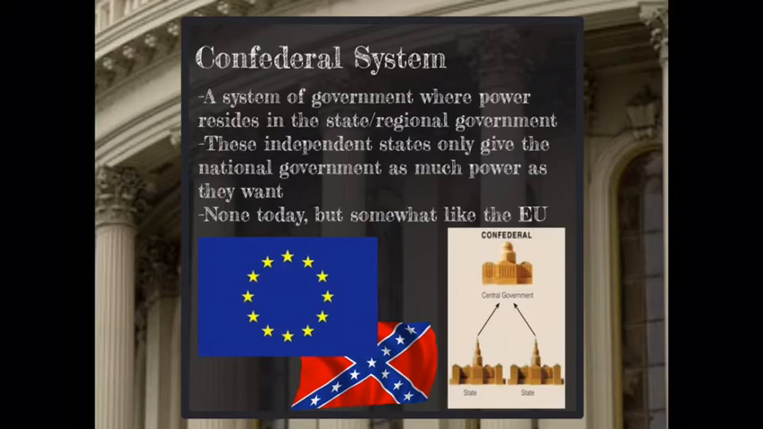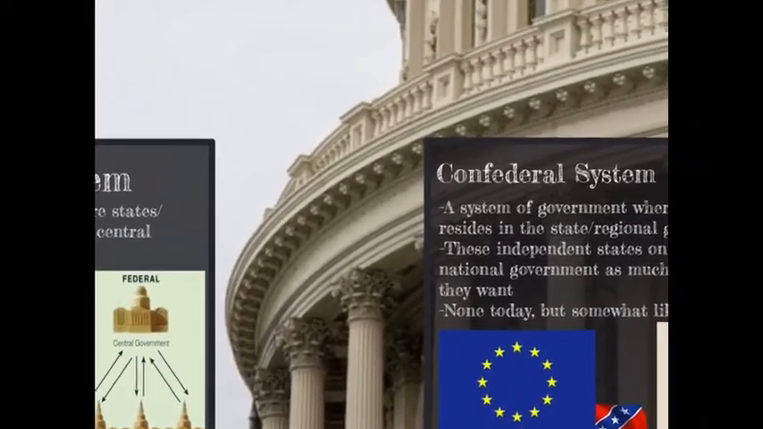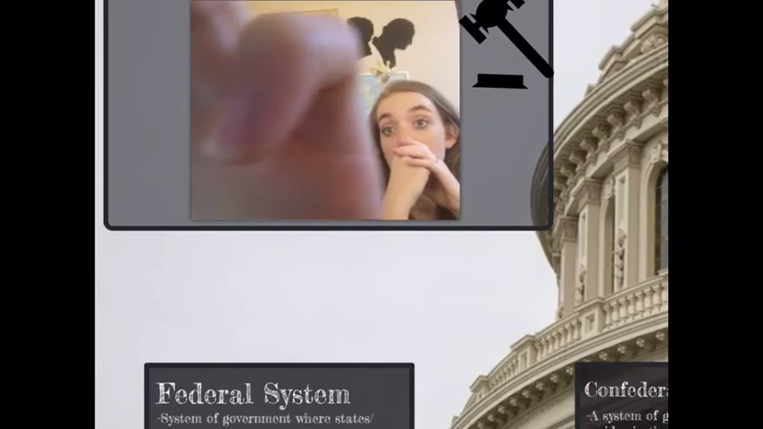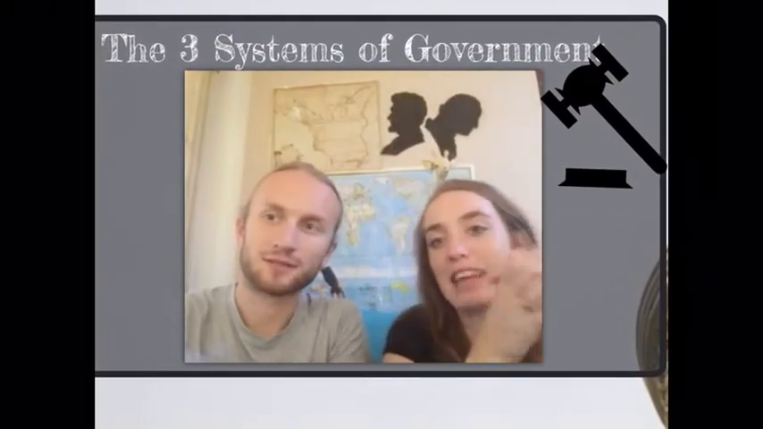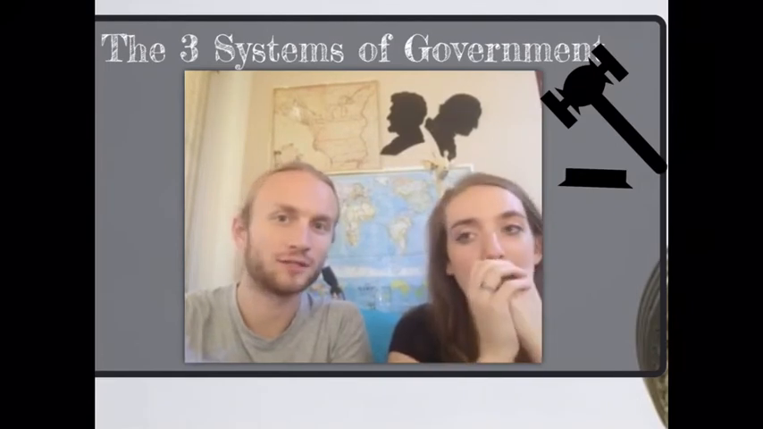So those are the three systems of government, not forms. Unitary, federal, and confederal. I like how you have the hammer. Yes, the gavel. It's really hard to find clip art and pictures for government.